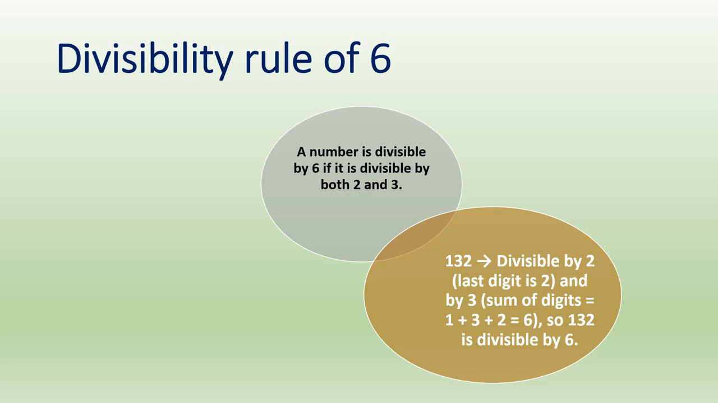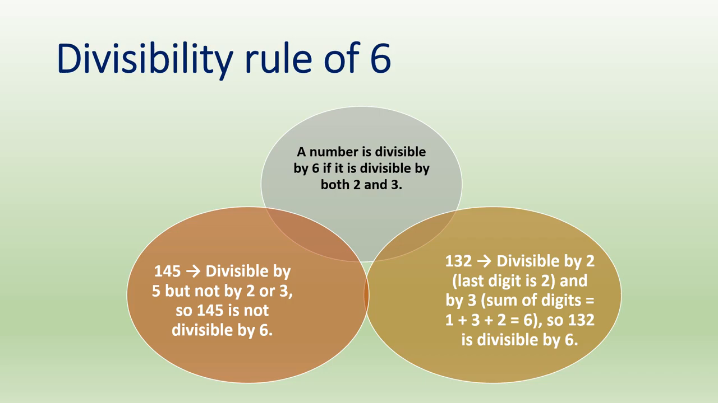Here we have an example, 132. We know the last digit is an even number, therefore it is divisible by 2. And the sum of the digits, 1 plus 3 plus 2, equals 6, which is divisible by 3. Therefore, both conditions are met: it is divisible by 2 as well as by 3. Hence, we can say 132 is divisible by 6. Next example, 145. The last digit is 5, which is an odd number. Hence, it is not divisible by 2. So that condition is violated. So we conclude that 145 is not divisible by 6.